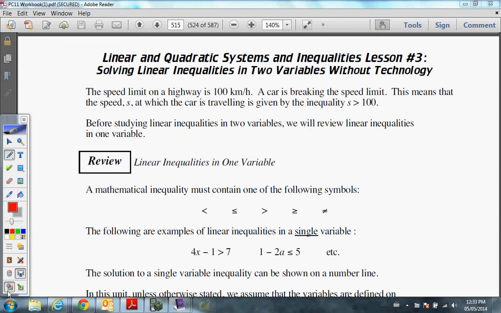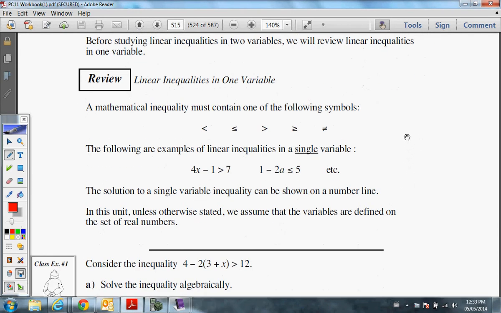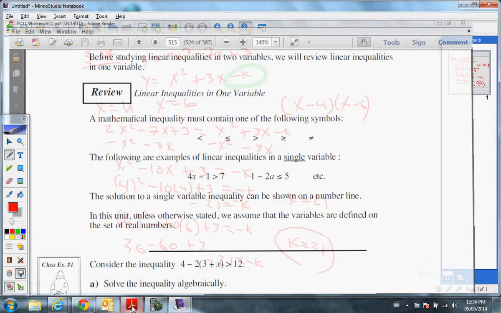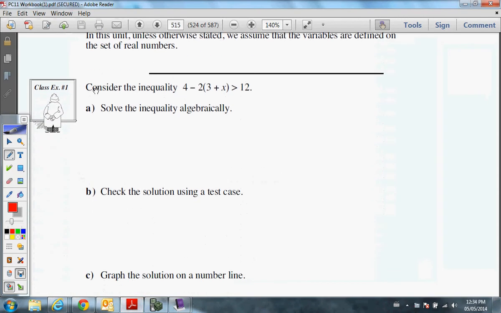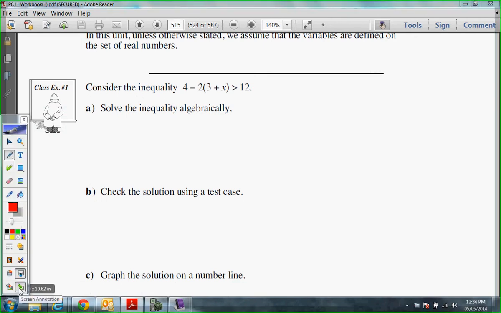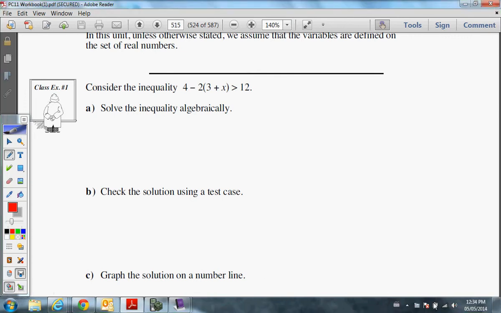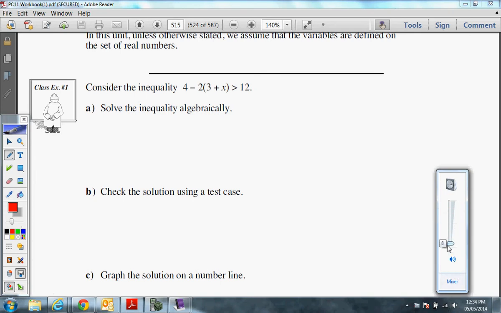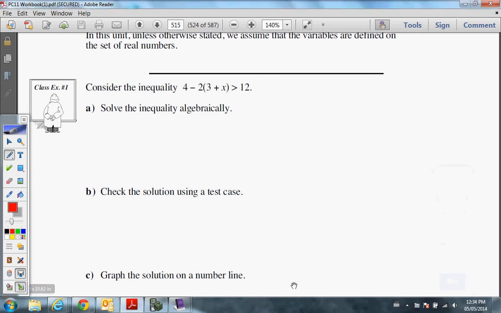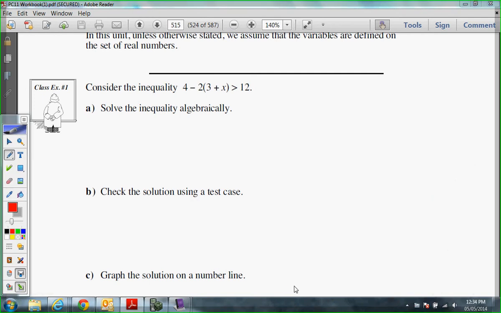Then we'll go to the next example. So here's our first single variable example. All we're going to do on this one is solve for x.